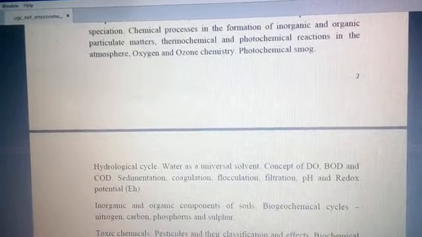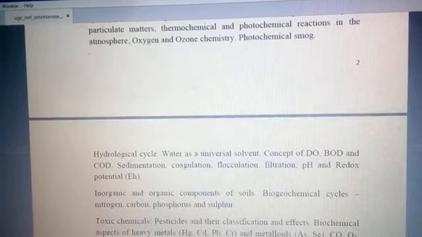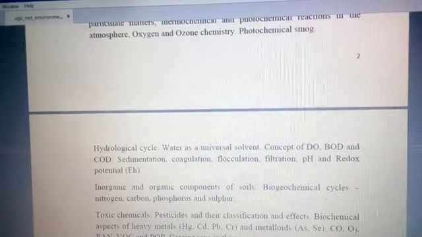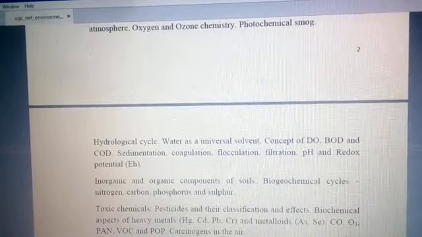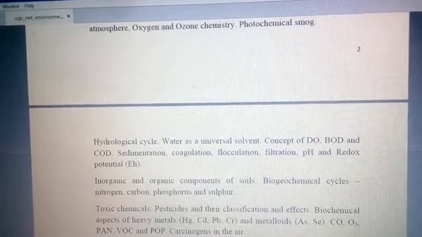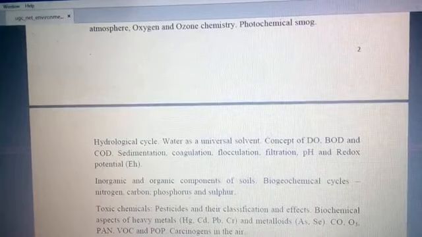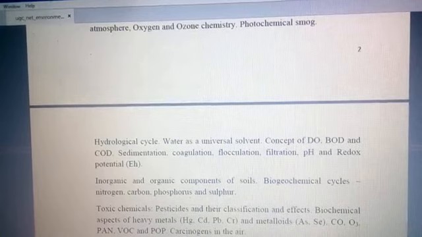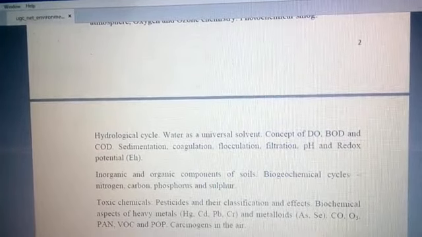Inorganic and organic components of soils, biogeochemical cycles: nitrogen, carbon, phosphorus and sulfur cycles. The next one is toxic chemicals, pesticides and their classification and effects, the biochemical aspects of heavy metals: mercury, cadmium, lead, chromium and metalloids, arsenic and selenium, and carbon monoxide, ozone, volatile organic carbons and persistent organic pollutants, carcinogens in the air.